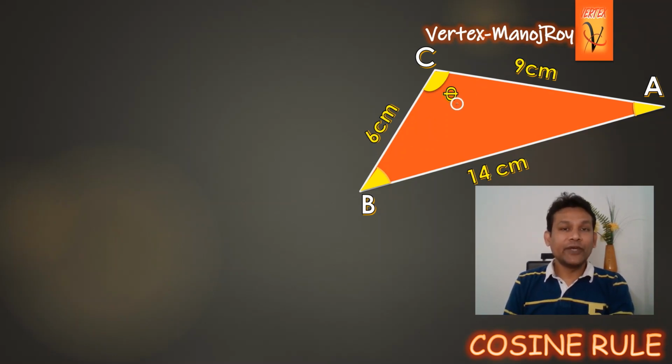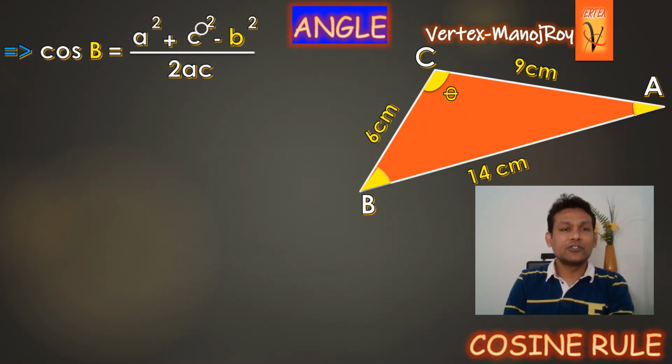If you want to find this angle, I am just writing the formula of the angle first of all, because we are finding an angle. This is the formula of the angle. Please don't worry. Just use cos A, cos B, or cos C. Just write a formula first of all. By using B, B squared will be negative. That's it.